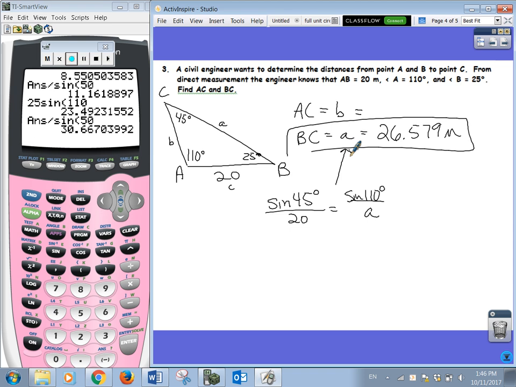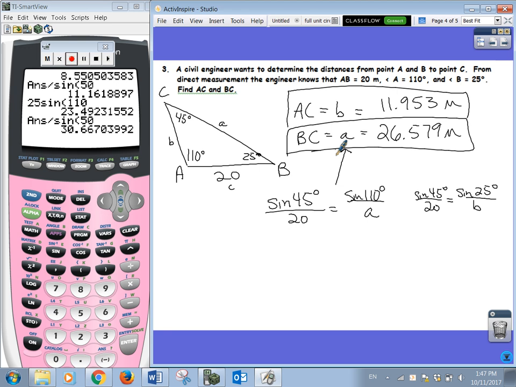So my other setup would be sine of 45 degrees over 20 equals sine of 25 degrees over its side, which is B. 20 times sine of 25 divided by sine of 45 is equal to 11.953. And that is meters. Don't forget your units. No need to get a point taken off every time you forget a unit. If there are units, be sure you put that.